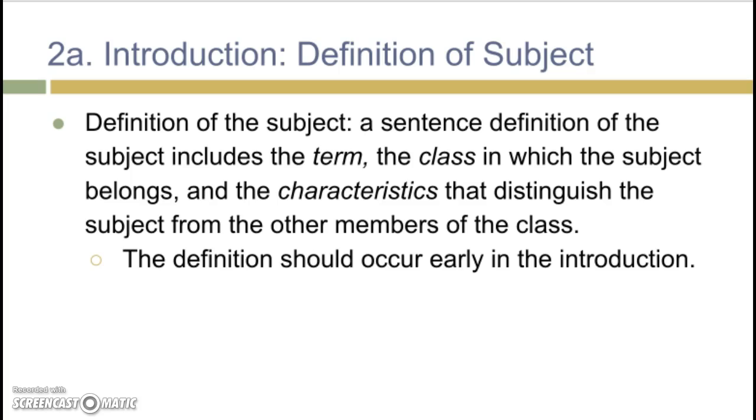So here's the introduction, the definition of the subject. In the definition of the subject, what we're looking for is a sentence definition of the subject which includes the term or the class in which the subject belongs and the characteristics that distinguish the subject from the other members of the class. So basically this is your technical definition. We practiced doing that earlier. And the definition, of course, should occur early in the introduction.